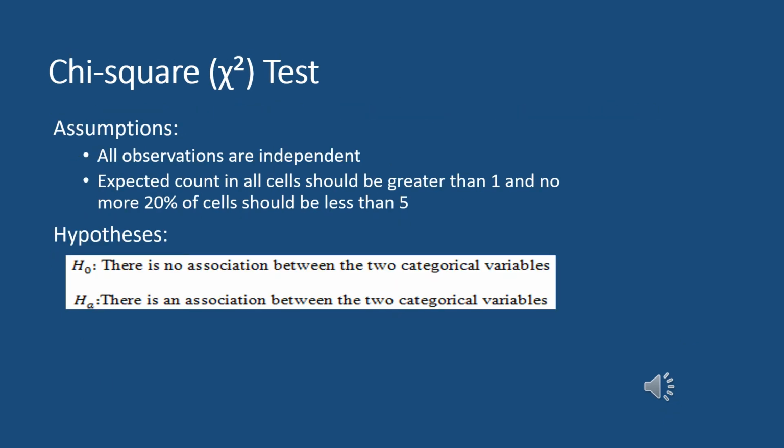So the chi-square test does have some assumptions, and that is that all the observations are independent, and the expected count in all cells should be greater than 1, and no more than 20% of cells should be less than 5. The hypotheses are, the null hypothesis is that there is no association between two categorical variables, and the alternative hypothesis is that there is an association between two categorical variables.